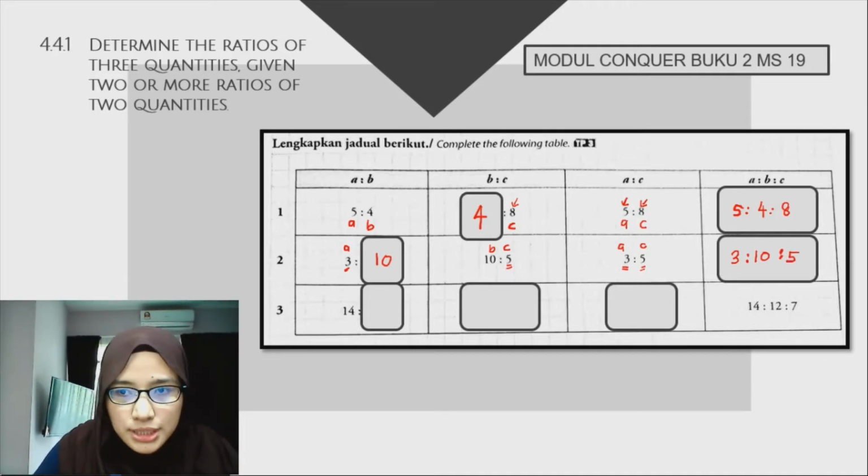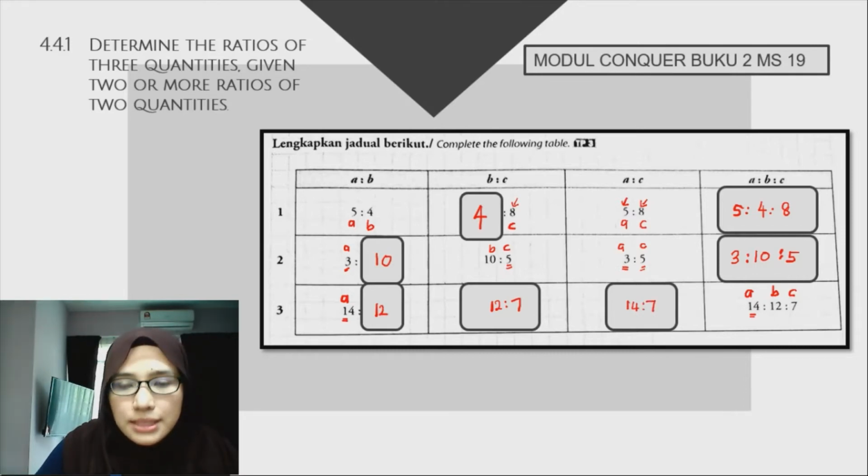What about question 3? Here A is 14, and given here A is 14, B is 12, and C is 7. So we have the same value for A. Again, we just copy the same value for B and C. B to C is 12 to 7, A to C is 14 to 7.